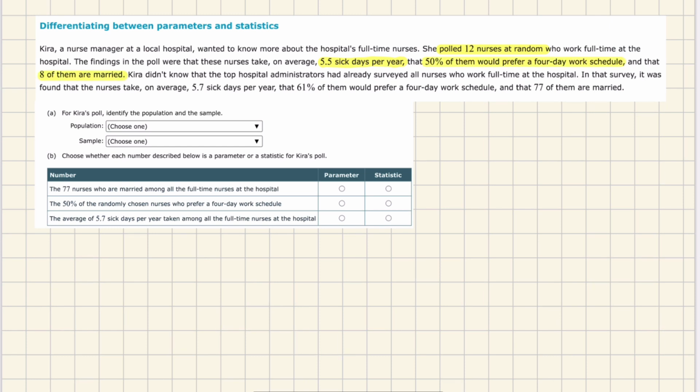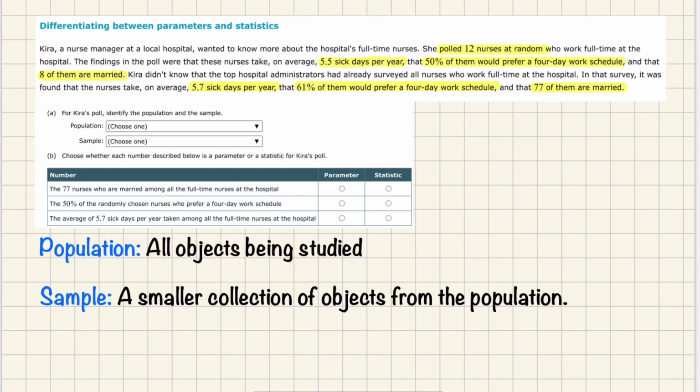And then we're told that Kira didn't know that the top hospital administrators had already surveyed all nurses who work full-time at the hospital. In that survey, it was found that nurses take, on average, 5.7 sick days per year, 61% would prefer a 4-day work schedule, and that 77 of them are married. And we have a couple of questions here about this situation. In part A, we're asked to identify the population and the sample in this situation.